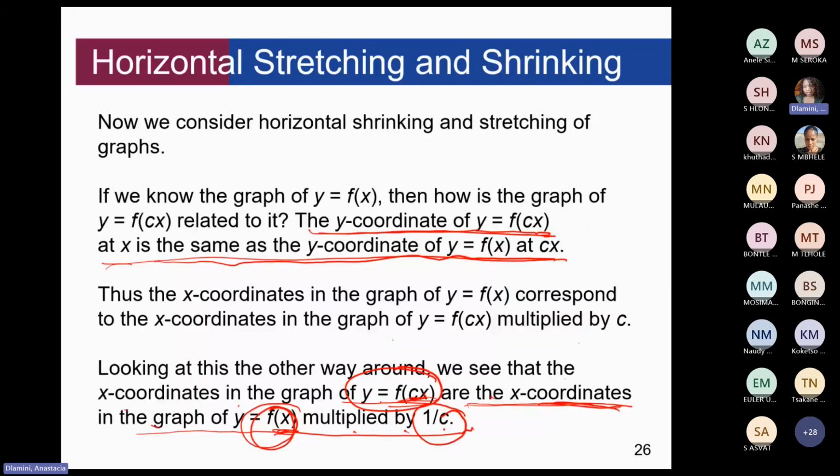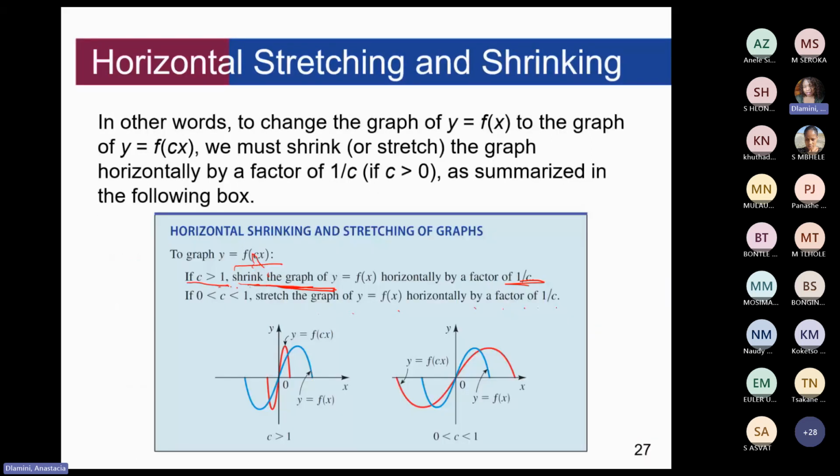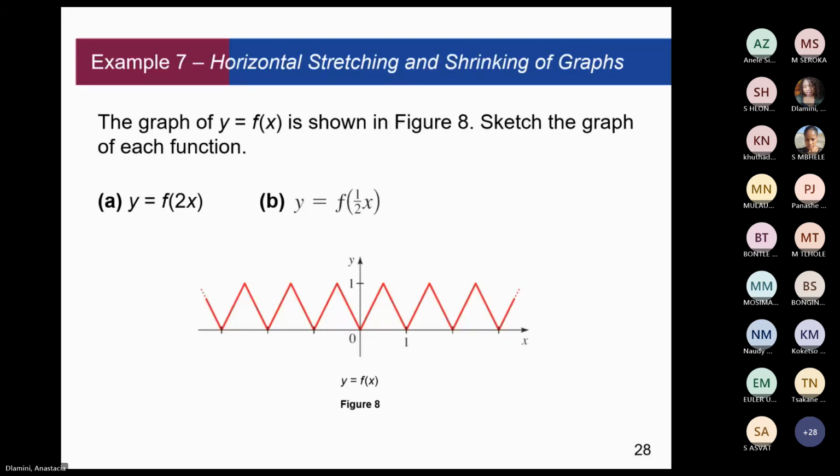Looking at this another way, we see that the x coordinates in the graph of y equals f of cx are the x coordinates of the original graph multiplied by 1 over c. Since we said we are together, let's do this one. Can we do this graph, guys?